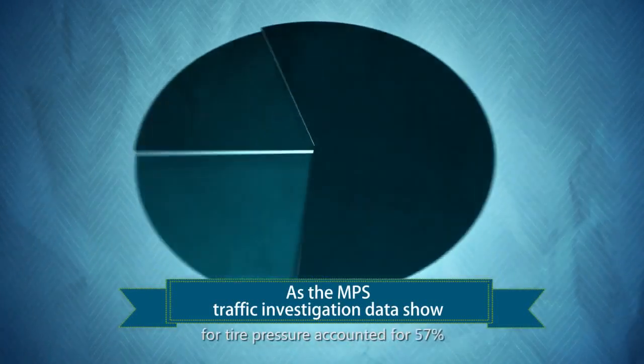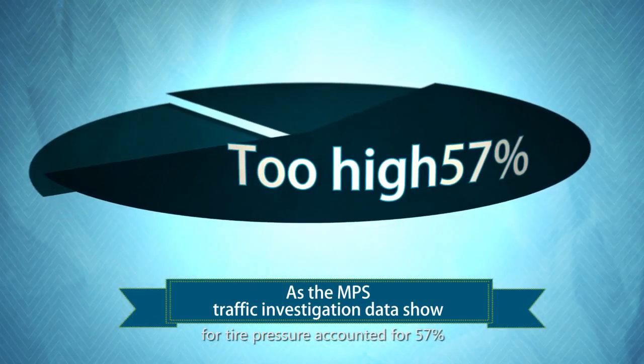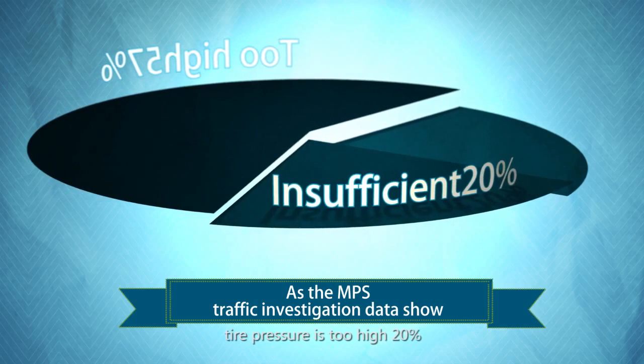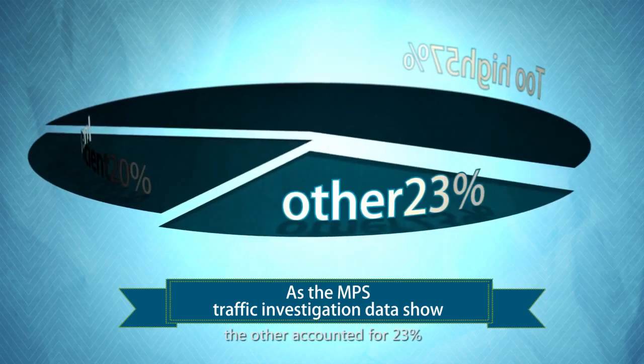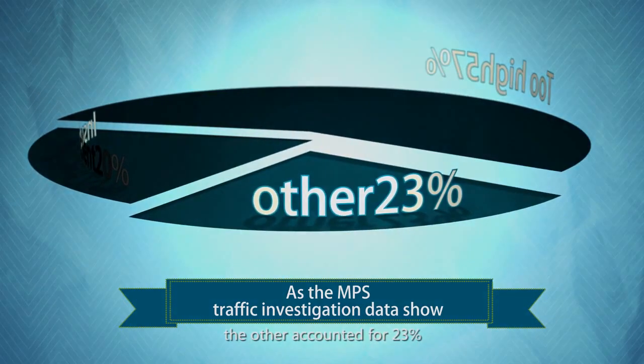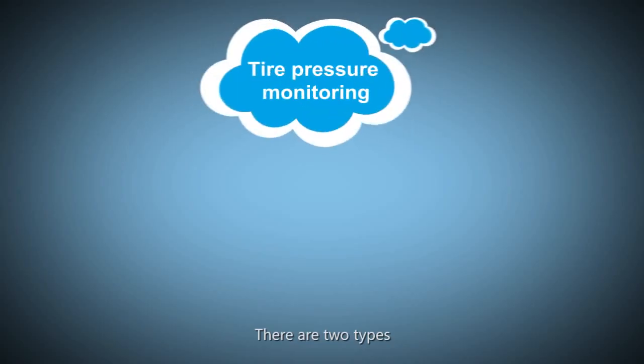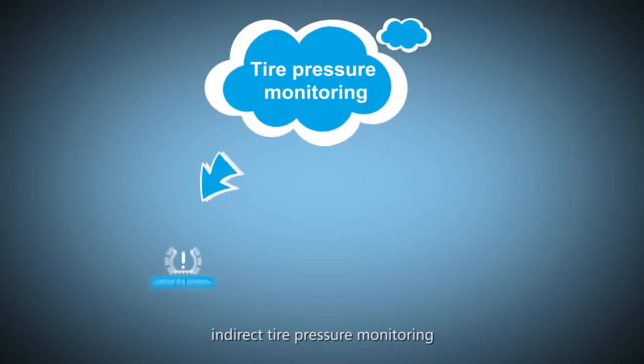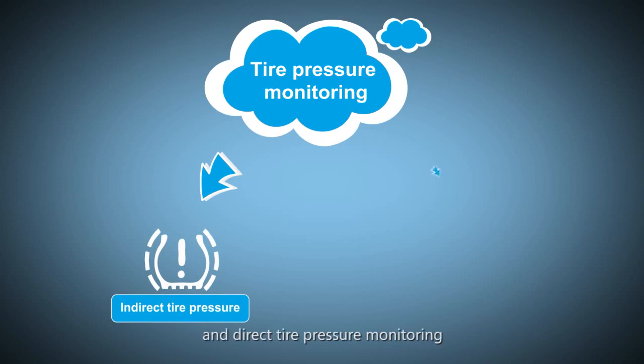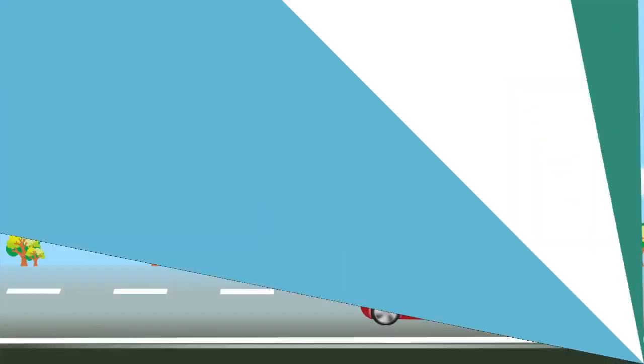Puncture reasons for the tire pressure accounted for 57%. Tire pressure is too high, 20%. The other accounted for 23%. There are two types of tire pressure monitoring: indirect tire pressure monitoring and direct tire pressure monitoring.